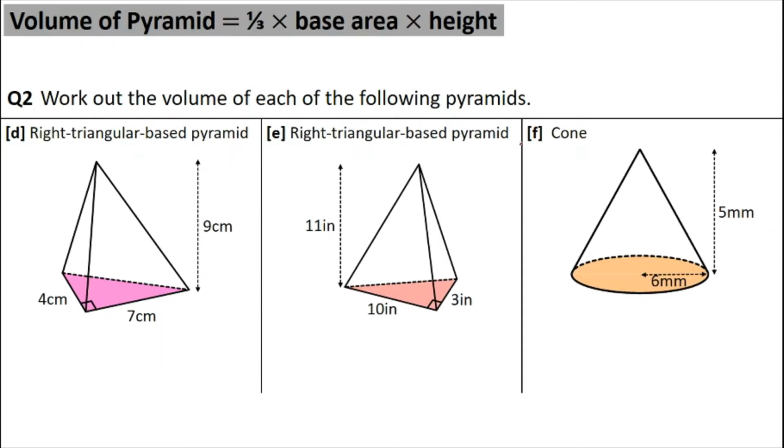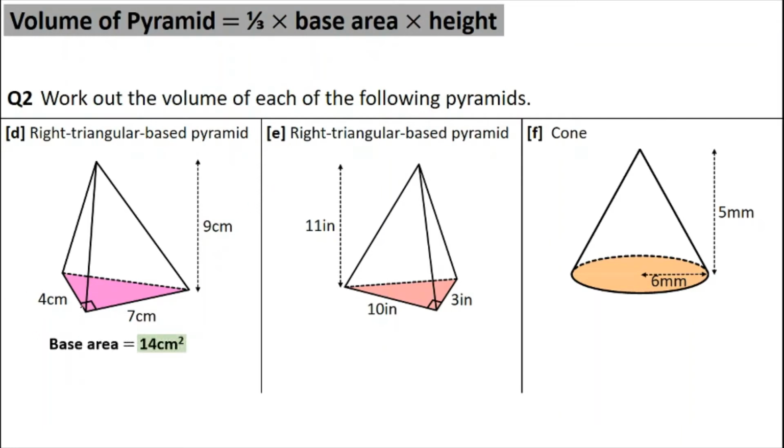2D, E, and F continue these questions, but we have a base of a triangle, so think very carefully about how you find the area of a triangle first. And the area of a circle, remember, you need to be able to recall this. The area of a circle is pi r squared. So pause it now, have a go, and then unpause for the answers.